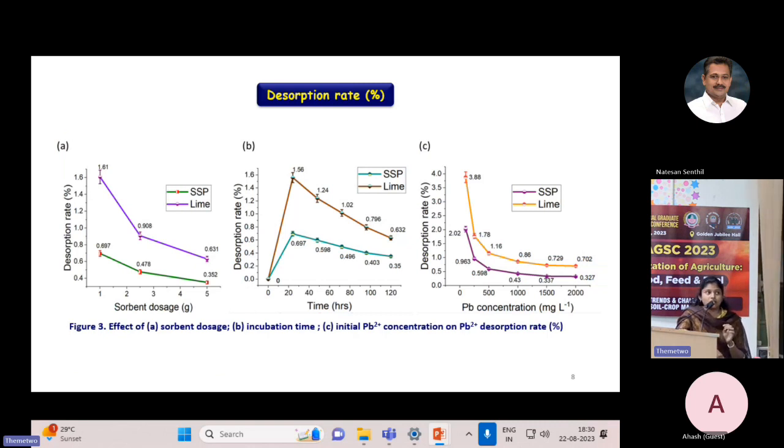Moving on to the desorption rate, it was studied after conducting adsorption. That is, the material was first studied for its adsorption potential, and the amount of metal desorbed from the adsorbed metal was delineated, and it was found that the desorption rate decreased with increasing sorbent dosage, time, and lead concentration. Here also, SSP has been found to have a lesser desorption rate than lime, which means that SSP gives out less of the lead which it has taken up than lime.